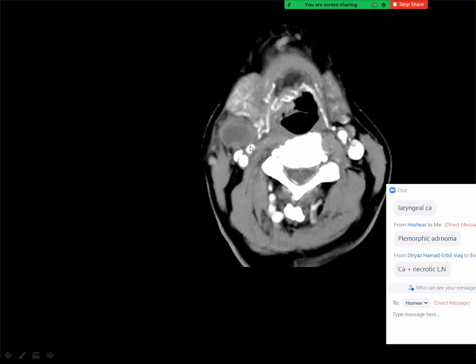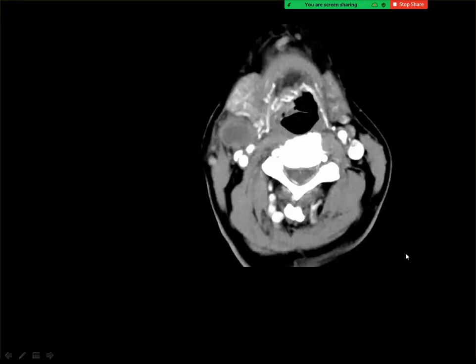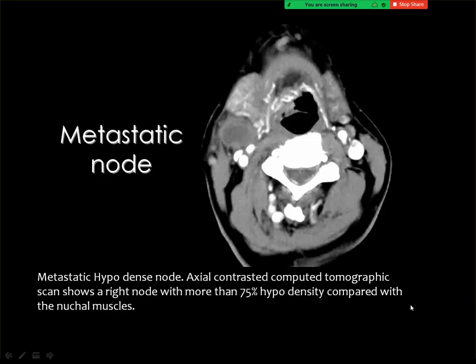necrotic center. Necrotic lymph nodes are either inflammatory or neoplastic, and the inflammatory nodes, whenever they are necrotic, simulate an abscess with a regular enhancing wall. But whenever the wall is irregular and you get some infiltration of the surrounding fat, you think of a malignant node, and this is a metastatic lymph node.